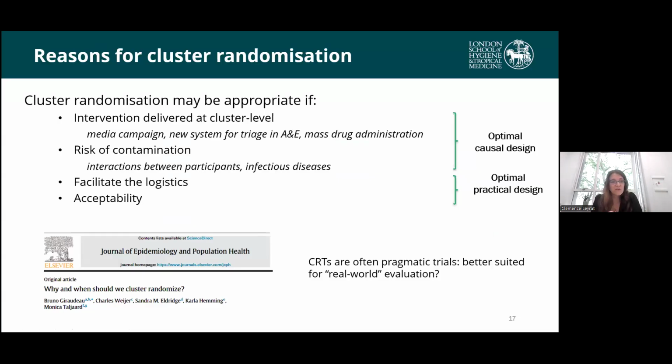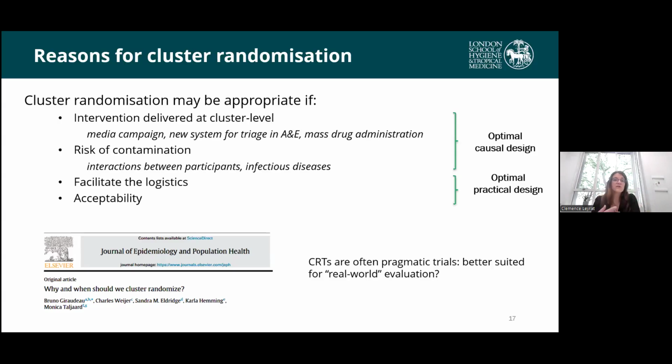Sometimes we also use cluster randomization for interventions delivered at the individual level if there is a high risk of contamination. Either because there are a lot of interactions between participants, and so they may not follow their allocated strategy, or in infectious diseases, especially in the study of vaccines, because there is interference, we may want to use cluster randomization. And these two situations are what I would consider reasons for cluster randomization that are linked to the optimal causal design.